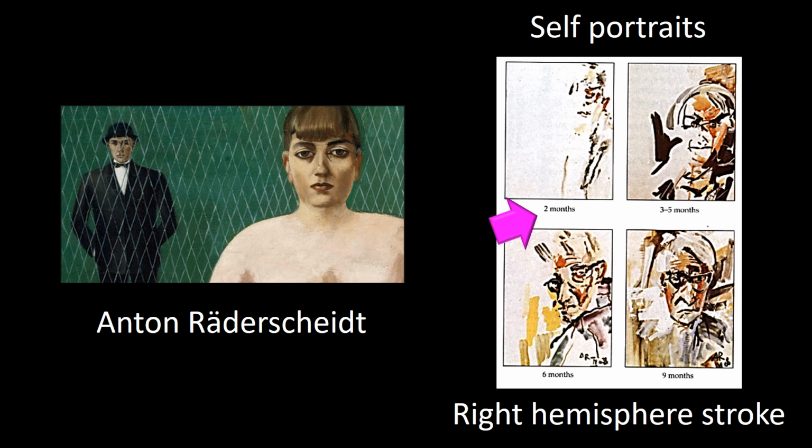Notice that at 2 months after the stroke, the left half of the painting is more incomplete than the right side. Then at 6 months and by 9 months, it is minimal. That is, the difference between the two sides is minimal.